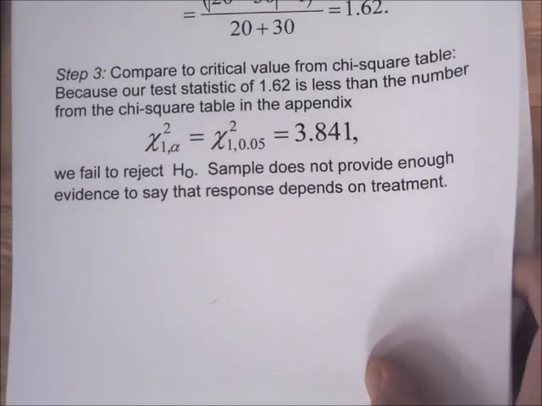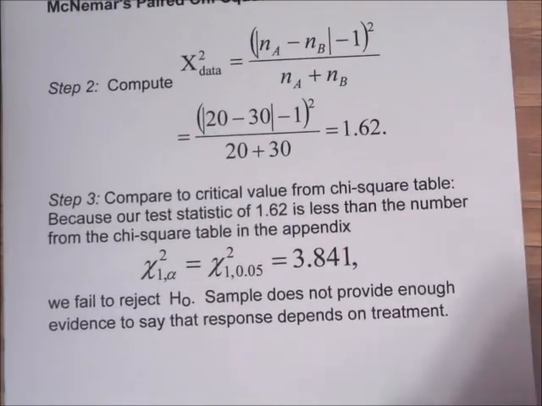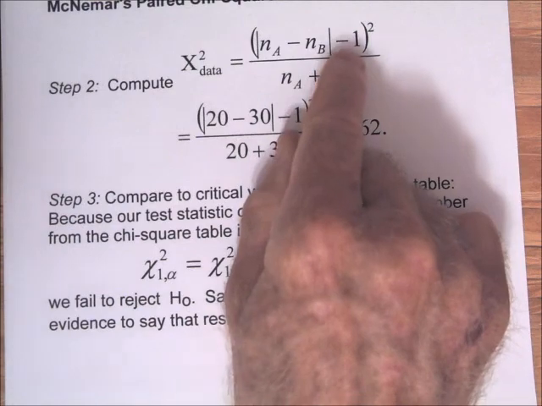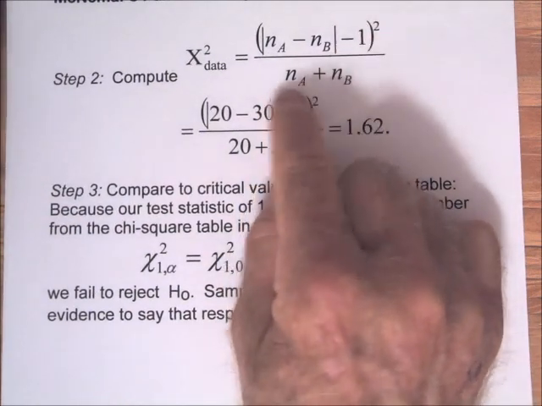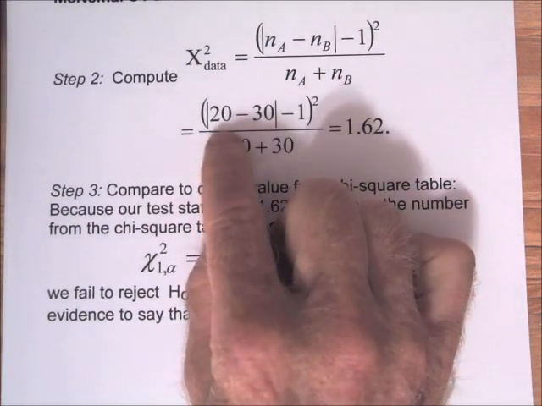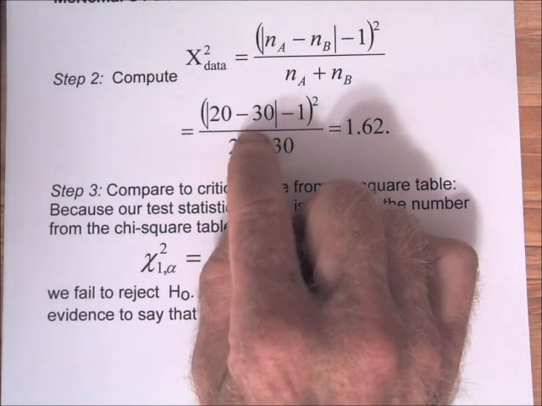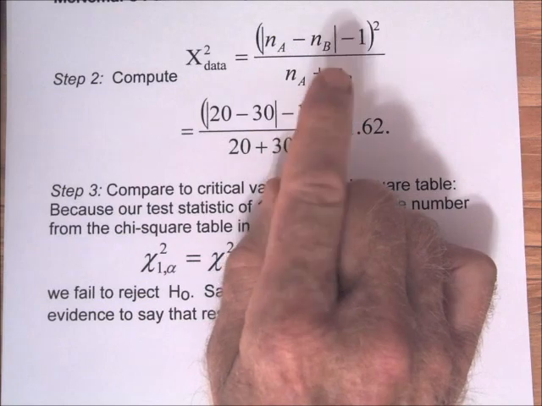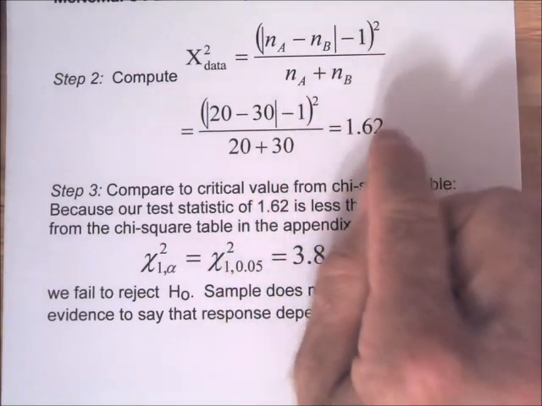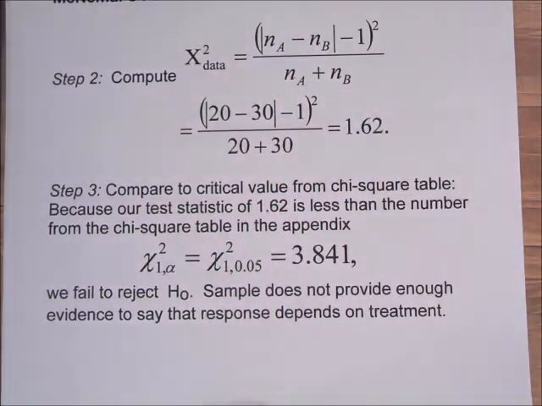And then we want to compute the test statistic: absolute value of NA minus NB, then subtract 1 and then square it, divide by NA plus NB. So 20 minus 30 is negative 10, absolute value of negative 10 is 10, 10 minus 1 is 9, 9 squared is 81, 81 divided by 50 is 1.62.